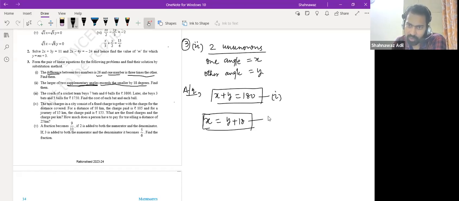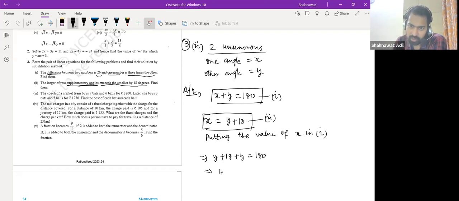So again putting the value of x in 1: y plus 18 plus y is 180. So 2y is 180 minus 18. This is 2y, and this is how much? This is 7 minus 1, 6, and this is 1. So y is 81.